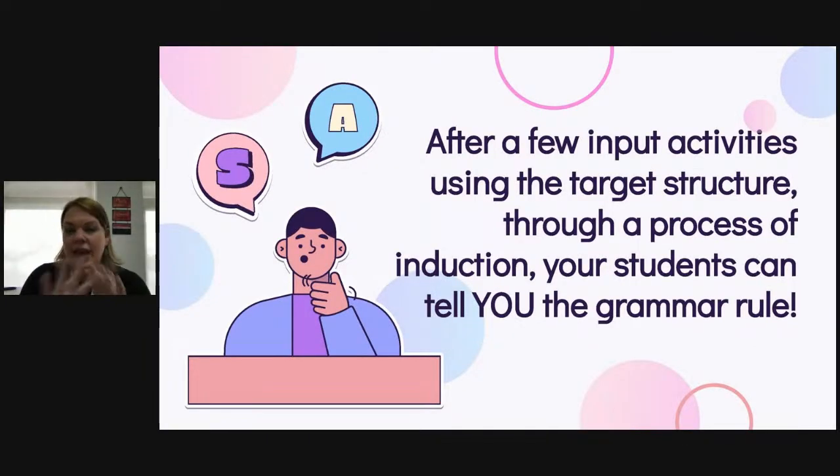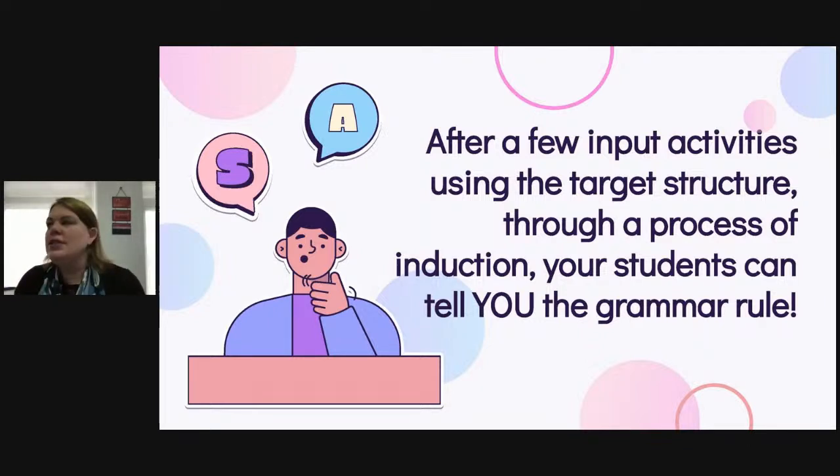Guess what happens? After you do all these input activities, a really cool thing happens, a really magical thing. And that is that actually the students can tell you the grammar rule, right? So if I do a lot of input activities like the ones I presented using the present continuous, okay?